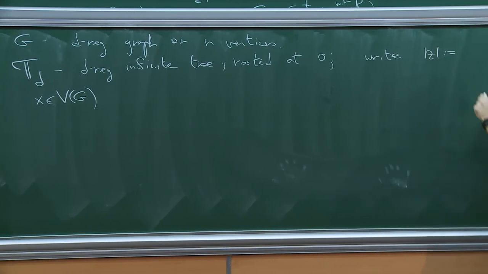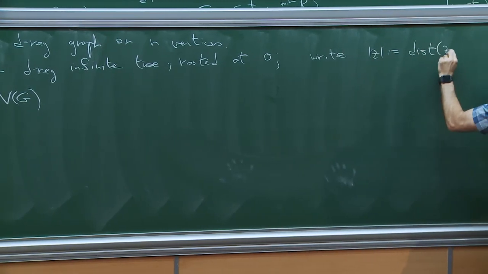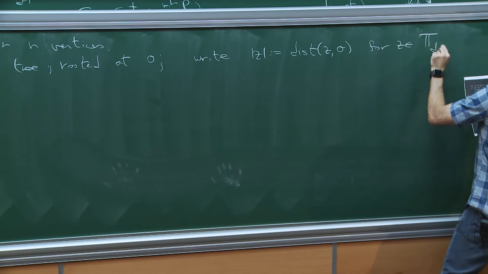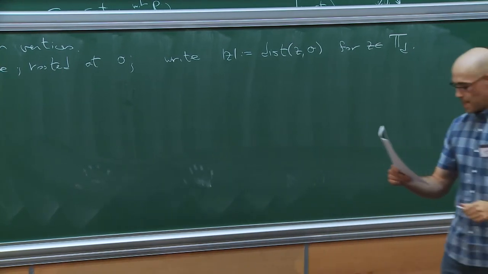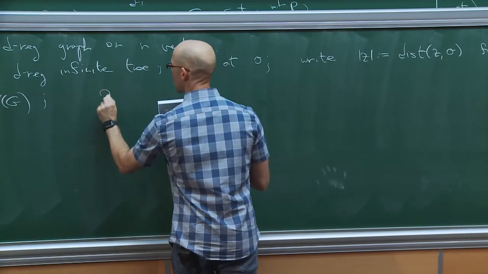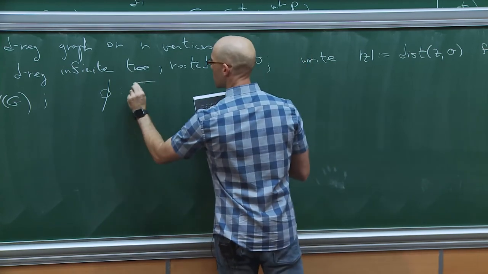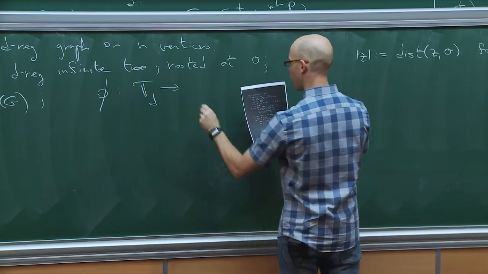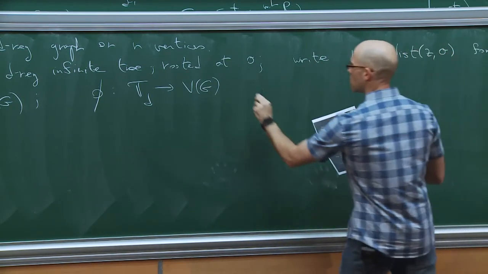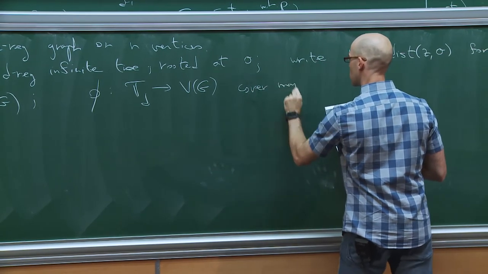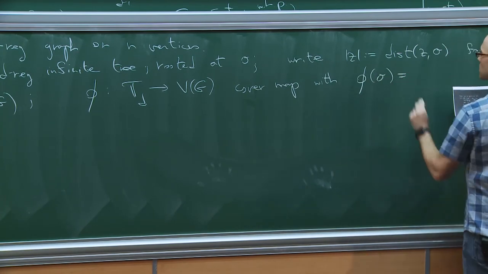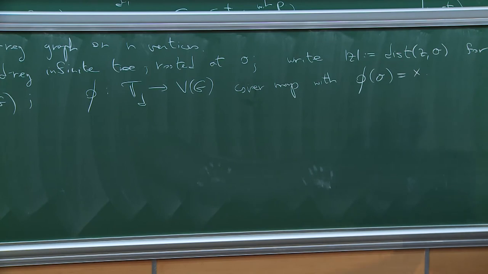Write z is the distance of z from O, for z in T_D. Okay. One last thing. Let's take phi to be the cover map from T to the vertices of G, which maps the origin, the root of the tree, to x, which would be the origin of our walk.